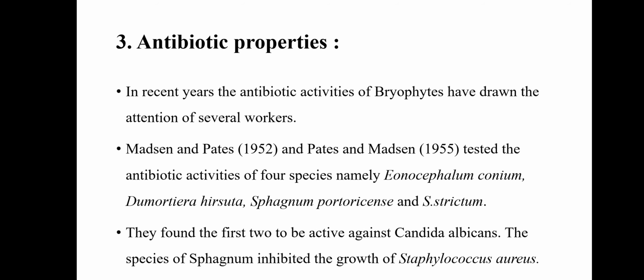Then antibiotic property. In recent years, the antibiotic property of bryophytes has drawn the attention of several workers. So, some workers tested the antibiotic activity of four species, namely Encephalocarpus conium, Dumortiera hirsuta and Sphagnum species. They found the first to be active against Candida albicans, and the species of Sphagnum inhibited the growth of Staphylococcus aureus. Staphylococcus aureus is a human pathogen.